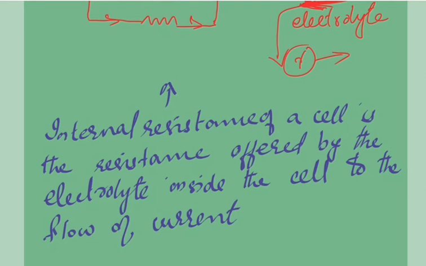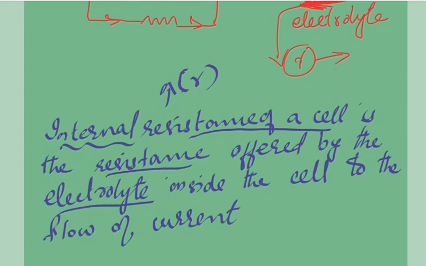It is represented using small letter r. So it is easy to understand. Internal means inside the cell, the resistance which is inside the cell due to the electrolyte, that is known as internal resistance. Internal resistance of a cell is the resistance offered by electrolyte. Electrolyte is giving a resistance for the flow of current. So that is internal resistance of the cell.